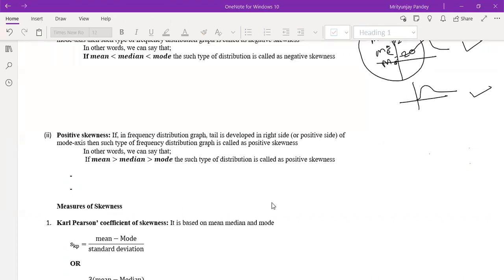Yes, okay. So now our purpose is what? Let's solve some examples based on that, and check whether the given distributed data is positive skewed, negative skewed, or zero skewed.